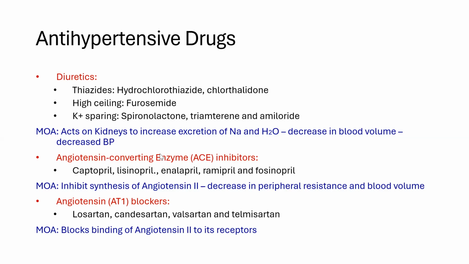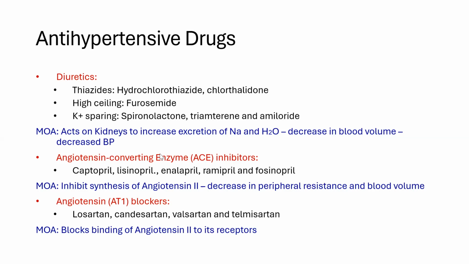They act on the kidney to increase the excretion of sodium and water and decrease blood volume, as well as decrease the BP. If we're talking about ACE inhibitors, then examples are captopril, lisinopril, enalapril, ramipril. And what are they doing? They inhibit the synthesis of angiotensin 2, which I have discussed earlier. If the synthesis of angiotensin 2 is decreased, then there is a decrease in peripheral resistance as well as blood volume.